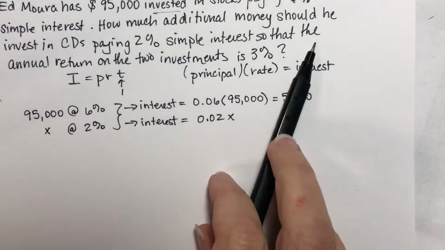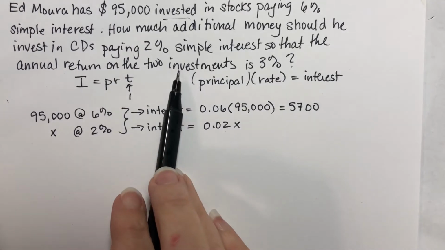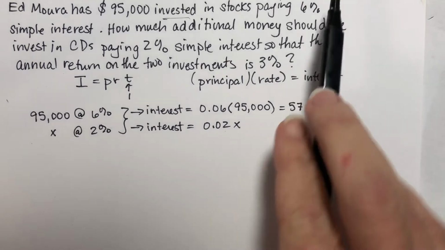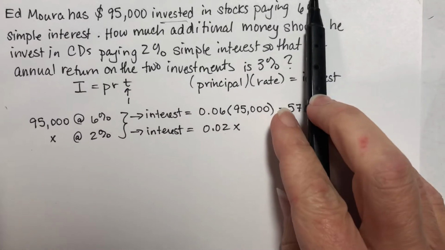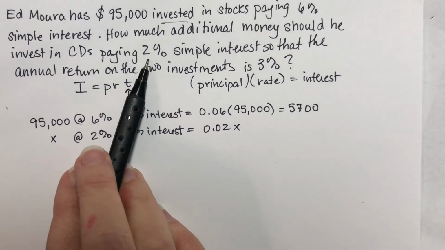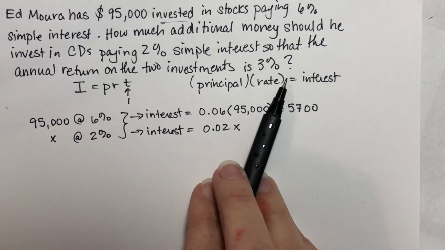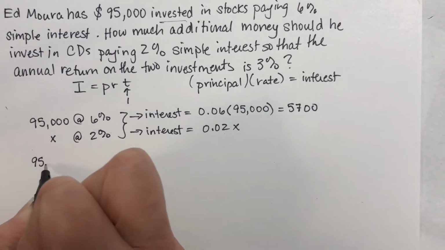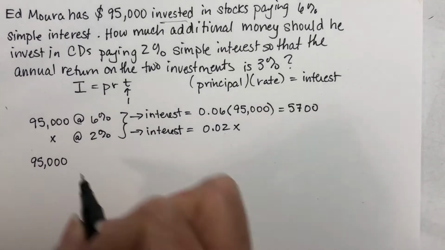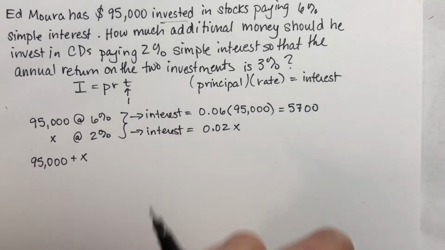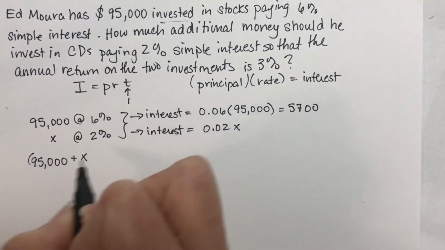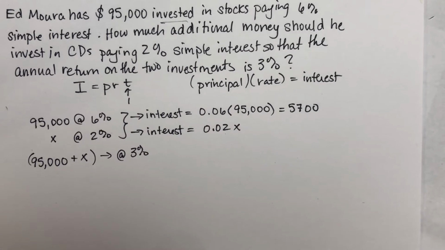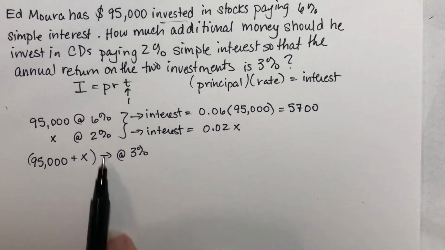Okay, now what does this mean that the annual return on the two investments is 3%? So basically, what he's wanting to do is to take these investments that pay a lot more and put some that are paying a little bit less, and overall have this much money coming in, okay? So what this last part is saying is if you took that $95,000 that he has invested, and then you add however much more he has invested, he wants this to be at 3%. So what if they were together, we want it to average this much?